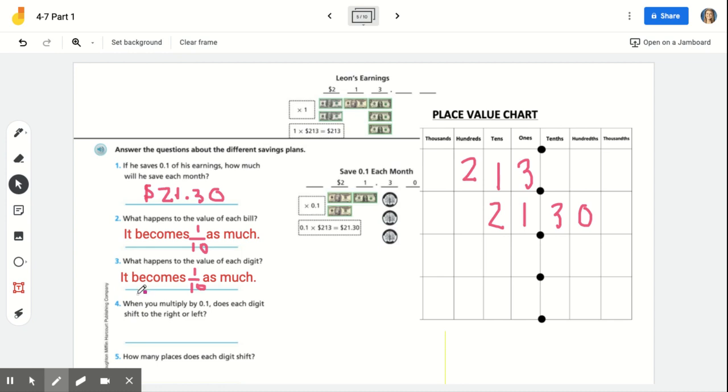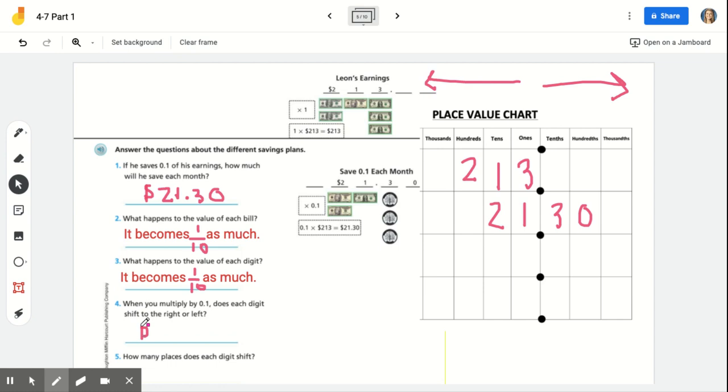Number 4 says when you multiply by 1/10, does each digit shift to the right or to the left? Remember, right is going this way, left is going this way, left is getting larger, right is getting smaller. Did our 3 go to the left or to the right? It went to the right. So did our 1, followed by our 2.